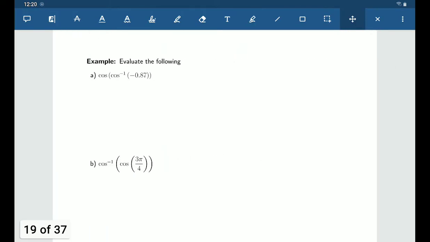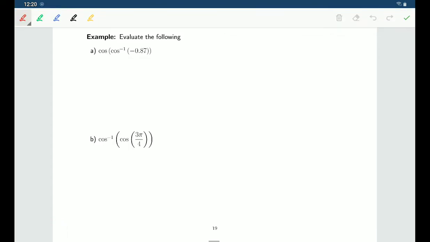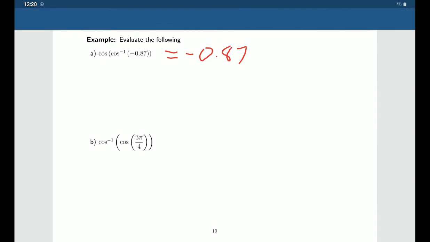So the first two problems are fairly straightforward because the number that we're putting in is a number in the domain of cosine inverse. So since -0.87 is in that domain from -1 to 1, then when we put it into cosine inverse and put our output into cosine, cosine will return our original number back to us, -0.87.